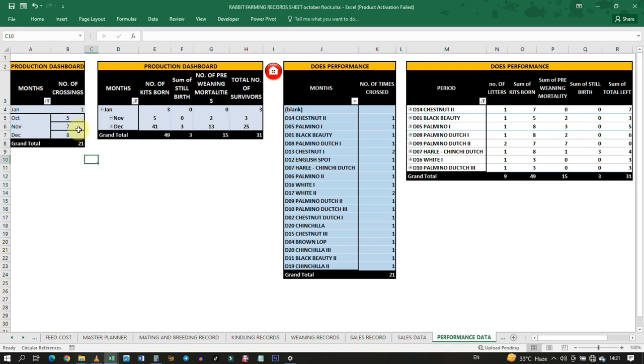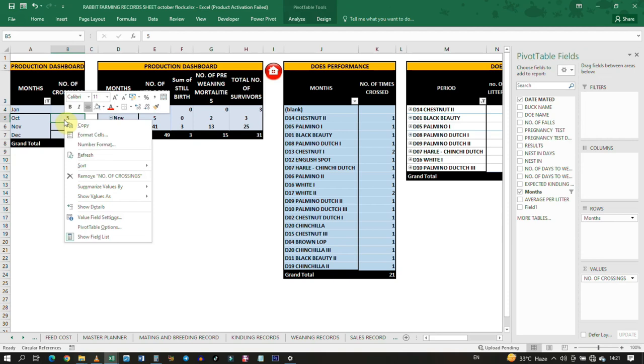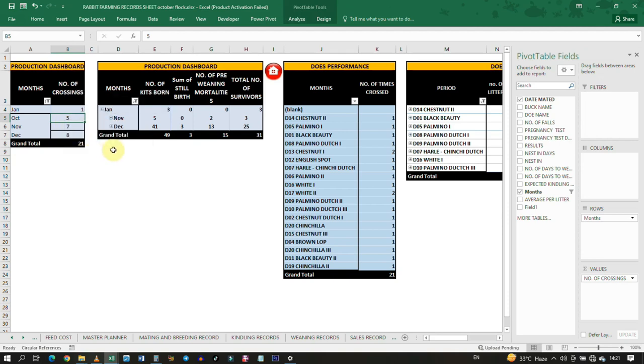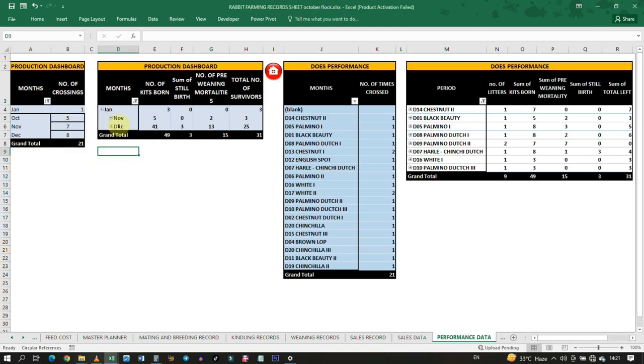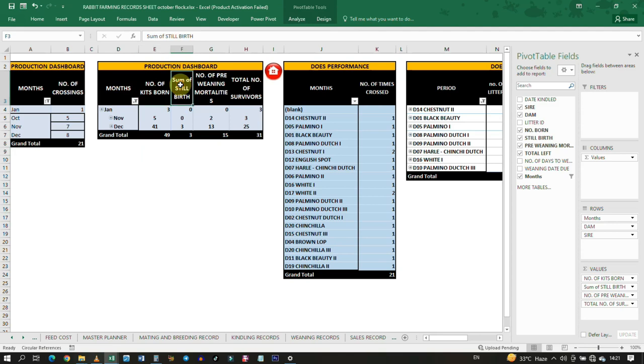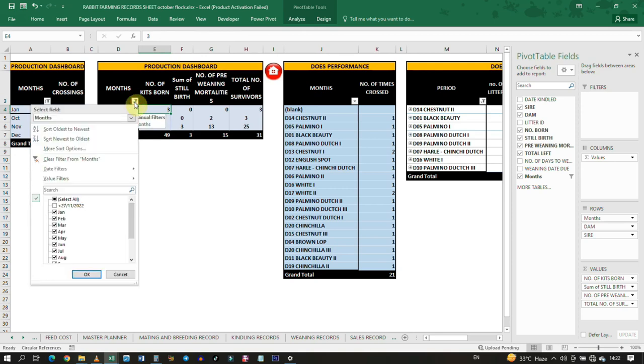In order to balance the whole equation, it's very important so that you know whether you are on course or you are losing based on your business plan. And then also production dashboard 2: the months, the number of kids born, number of stillbirths, number of pre-weaning mortalities. So these are not things you enter. You just refresh. If you can't find anything, go to this sort out thing.